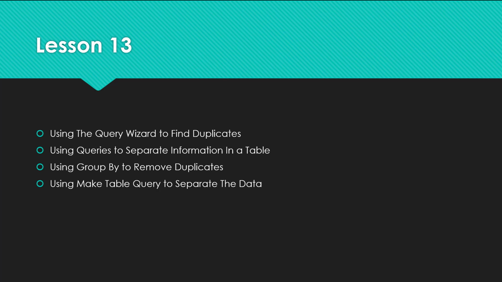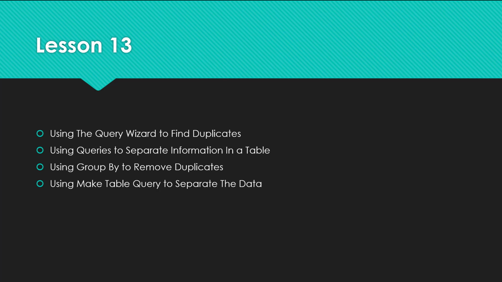In today's lesson, we're going to use the query wizard to find duplicates. Then we're going to create queries to separate the information in the table. We're going to have one table that has the loan information, and another table that has the customer's information. What we're going to find out is that the customers table has duplicates, and we do not want duplicates.